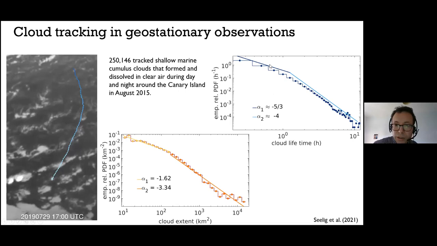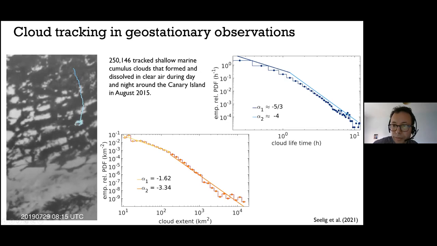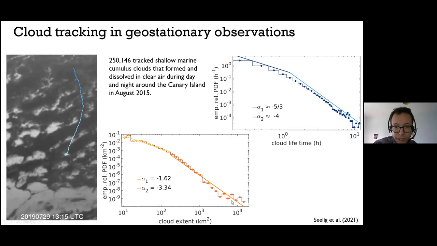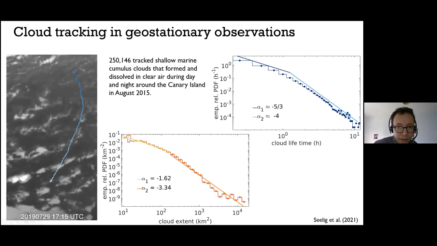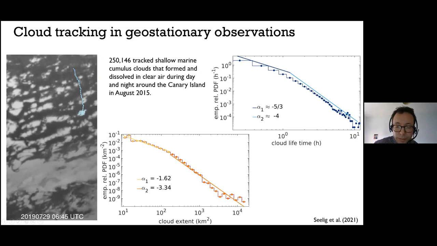We can see that there's this power spectrum in cloud lifetime, and there's also one in cloud extent. So we can see that the smallest clouds are most abundant, and also short-lived clouds are most abundant, and only few of those clouds really live for a very long time. That's what we can extract.